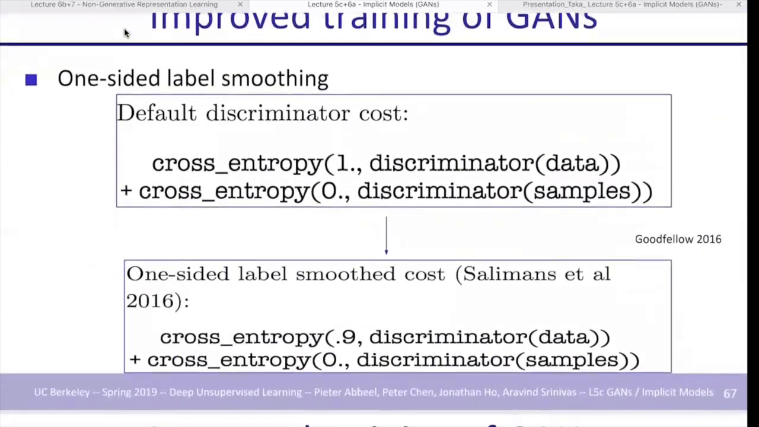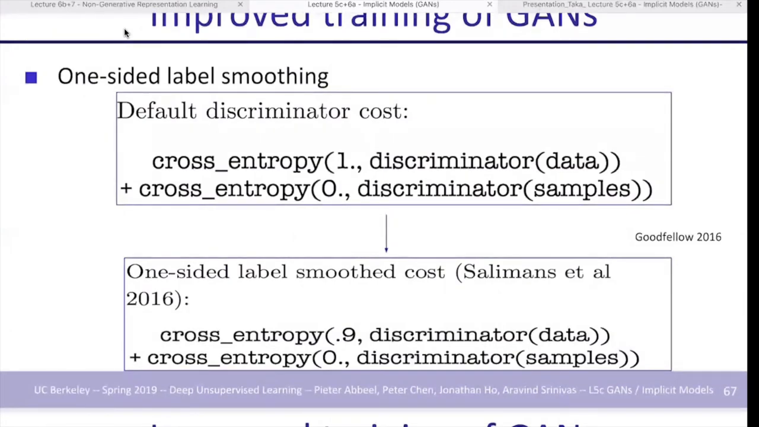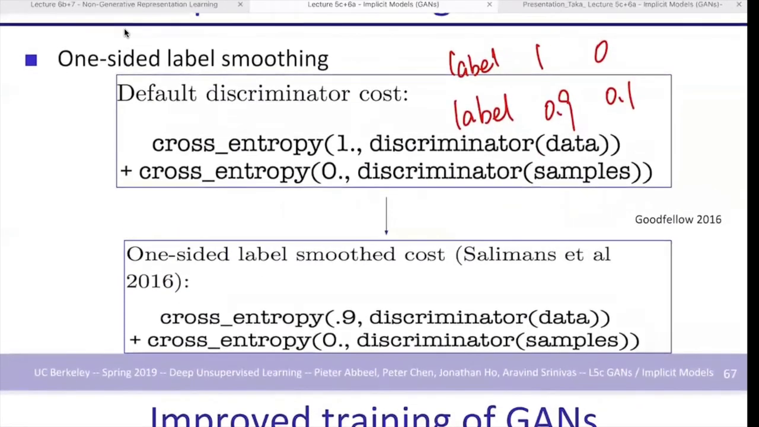Next is called one-sided label smoothing. In the past, we used the labels 1 and 0. What he wants to use instead is 0.9 and 0.1 instead of the labels 1 and 0. If you ask me why, I can't fully explain. What he explained in the paper, I don't quite understand and I don't accept, so I don't want to introduce this one. If you are interested, you can read the paper. It's only one paragraph.